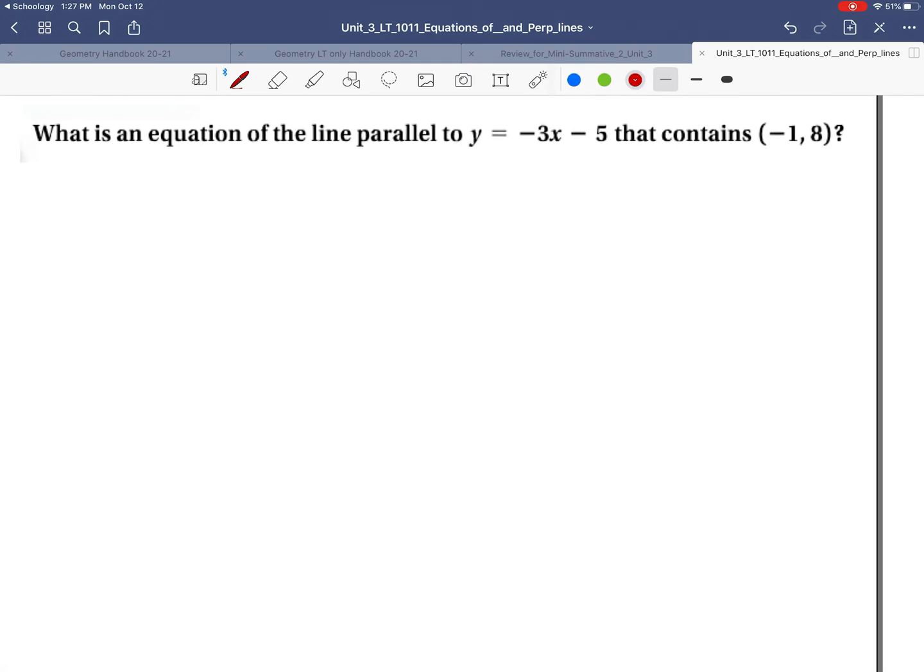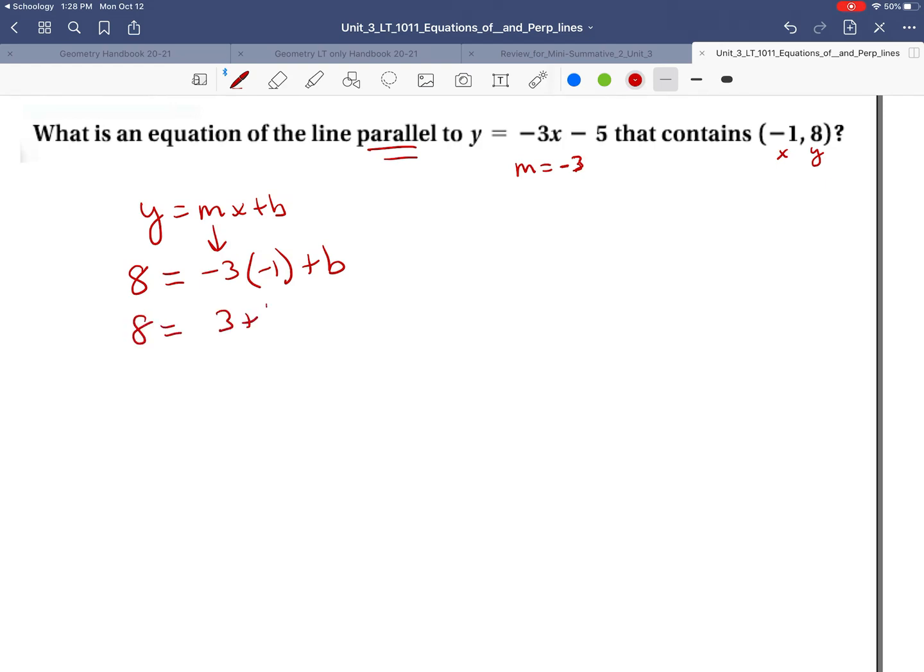Write an equation that is parallel to this line, meaning it will have the same slope. So my slope is going to be -3, and it contains this point, -1, 8. So I'm going to use y equals mx plus b, plug in 8 for y. I'm going to plug in my same slope, so the slope is -3, plug that in for m. My x is -1, and I'm going to solve this equation for b.